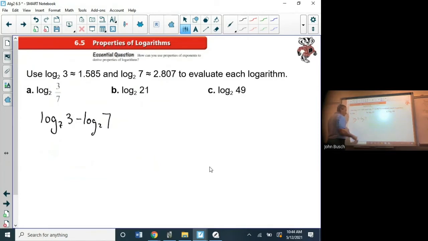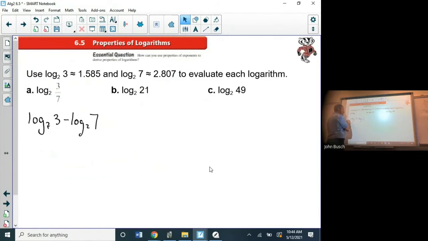Why don't you take a moment, pause the video, just take 1 minute, and see if you can do B and C. And try to get them in terms of log base 2 of 3 and log base 2 of 7. Okay, that's what I want you to do. Pause it now. All right, so anyway, hopefully you paused them. I'll go over these answers really quickly.